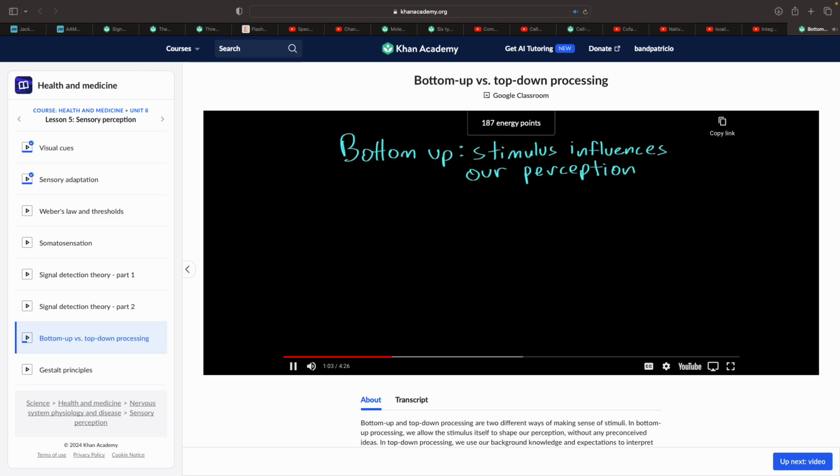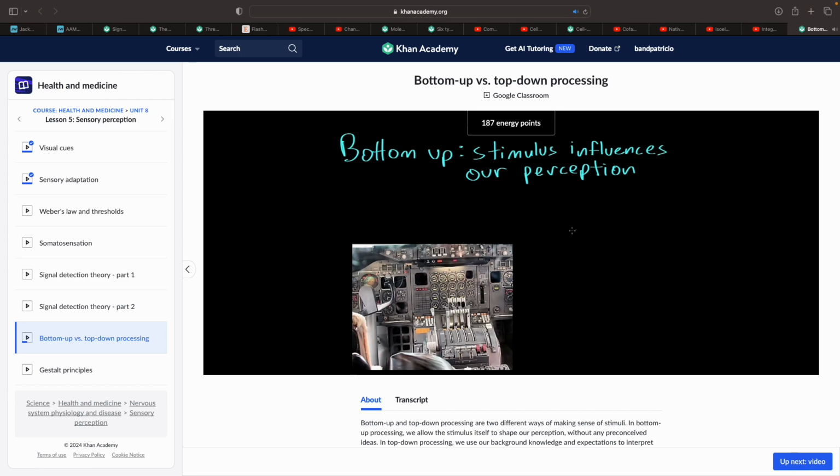I'm looking at a cockpit of a plane. I'm not a pilot, so I'm not really too familiar with everything, and everything kind of looks fairly confusing. So basically all the different stimuli, a bunch of gauges and this rudder-looking thing, I'm looking at all the different little parts of something that is new and novel to me and trying to comprehend what it is that I'm looking at. So this is bottom-up. This is when you start with no preconceived idea of what you're looking at and allow the stimulus to influence your perception of it.